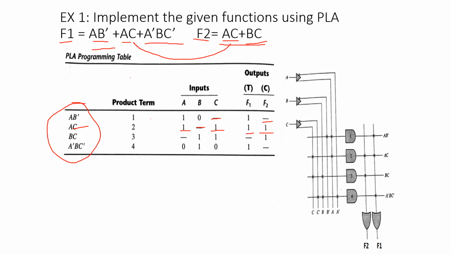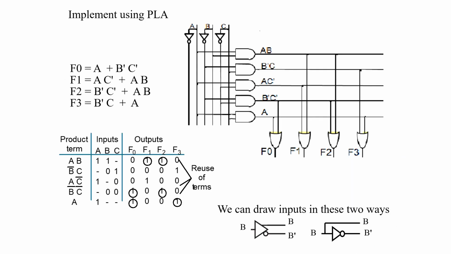So totally 4 product terms are there. 4 AND gates are required. So 2 outputs are there, F1 and F2. So 2 OR gates are required to implement this particular logic function by using PLA. So similarly, you can implement this function.